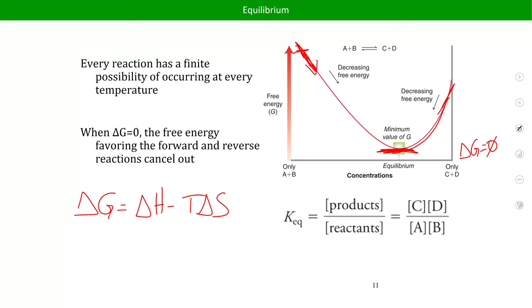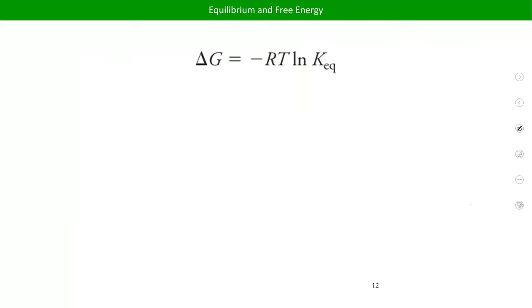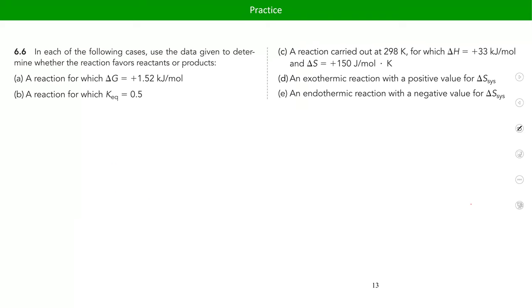All that is beyond what we need for this. This idea of it's going to slide downhill until you get to the bottom, and that's what we call equilibrium, is the key here. All right, so let's do a couple practice problems and then we'll get into kinetics when we get back from our break.